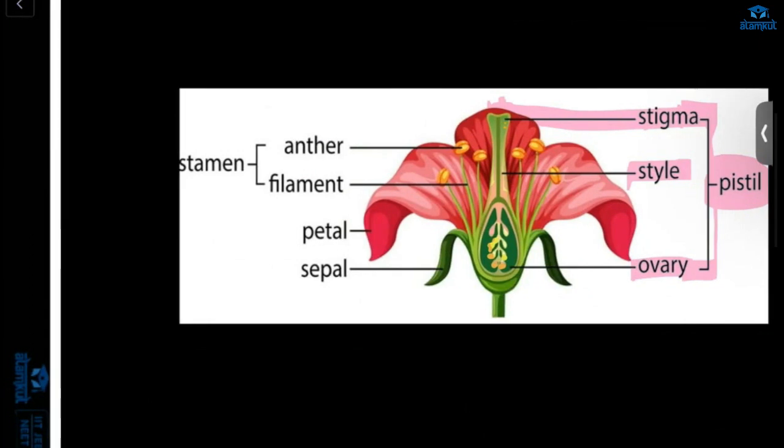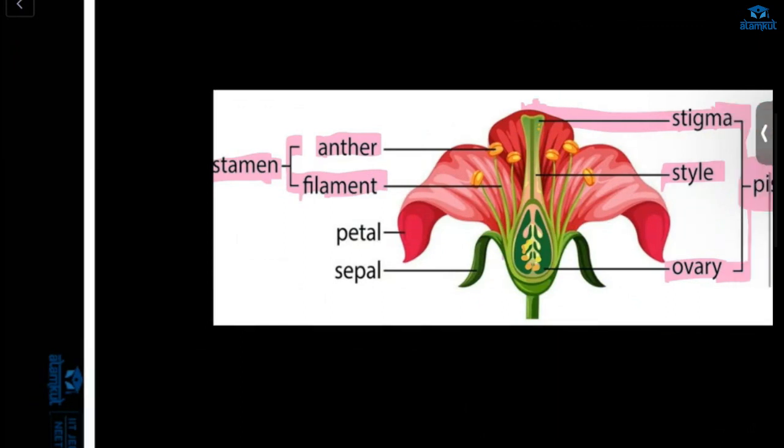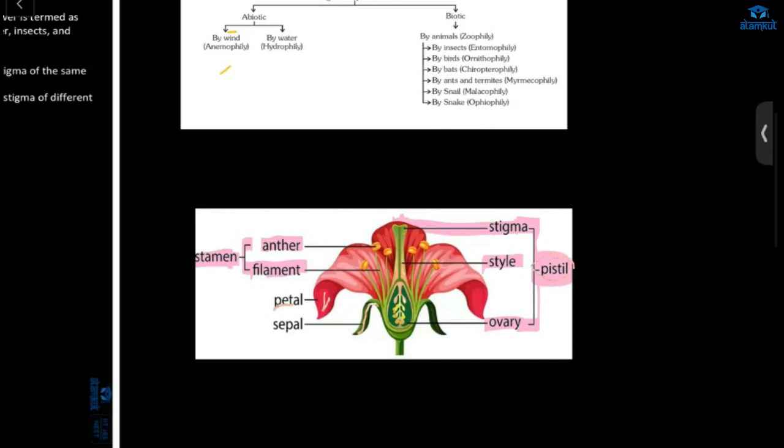Next, for the male we have the anther and filament. The anther, this yellow thing, contains the pollen grains, and here we have a stalk-like structure called the filament. These two together are the stamen, the male part. And this colored leaf-like structure is called the petal, and this is called the sepal. The pistil is also known as the carpel.